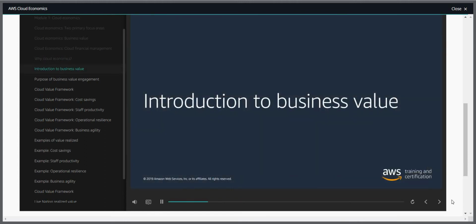In this section, you will learn more about the business value aspect of cloud economics. Later in the course, you will explore cloud financial management.